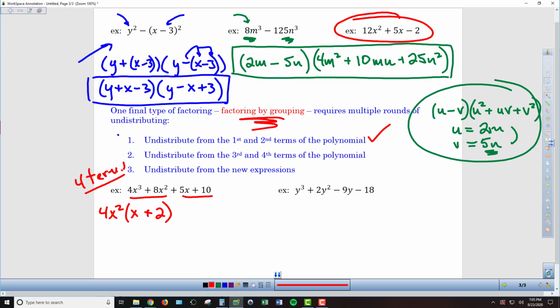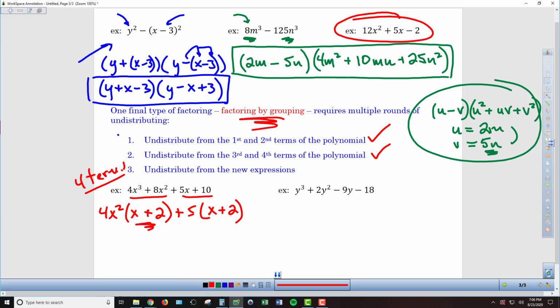And for this all to work out properly, for us to even be able to do step 3, I need to end up with this x plus 2 left behind when I'm done. If I don't end up with the same thing left behind after the second round of undistributing, then I either undistributed incorrectly in the first part or in the second part, or maybe even both. But as I look at this, I can factor out a 5 from these two pieces, and indeed I am left with x plus 2. So now we've completed step 2.